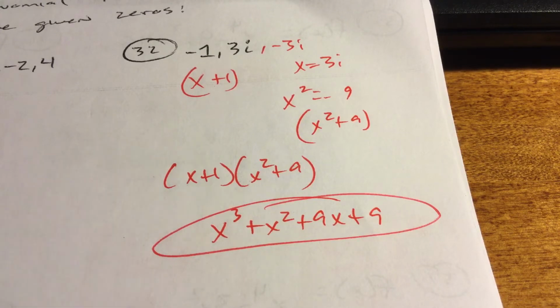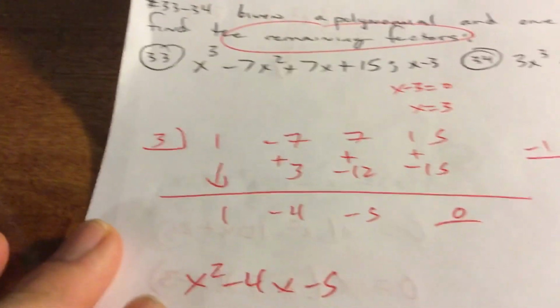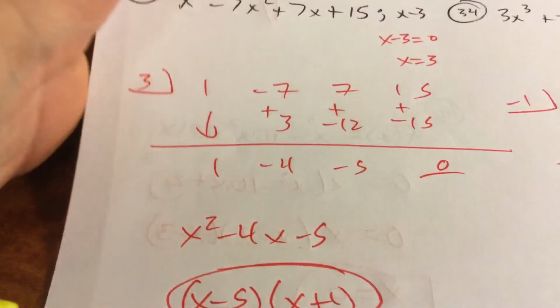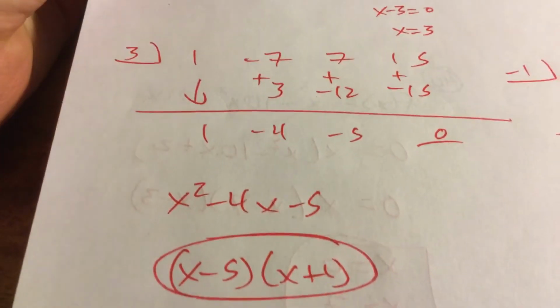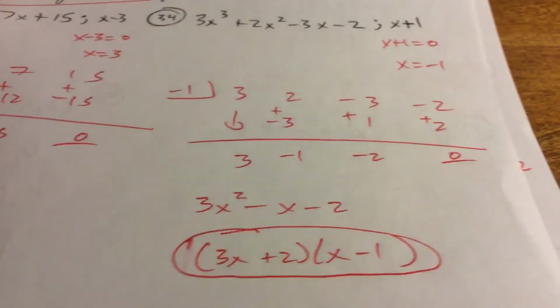And then you FOIL. If I give you one of the factors, find the other. We got to do synthetic division. You're left with x squared minus 4x minus 5. It gives you x minus 5, x plus 1. Again, pause this when you need to. This is going to be a quick video.